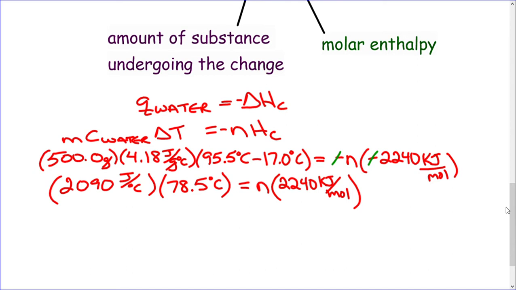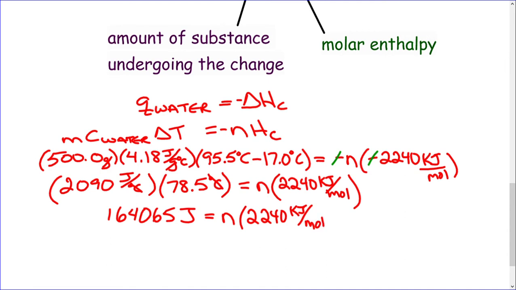Kind of complete that step on the left-hand side. 2,090 times 78.5 gives me 164,065, and degrees Celsius are going to cancel, and that's just in joules. I'm going to have an N value, and the same 2,240 kilojoules per mole.